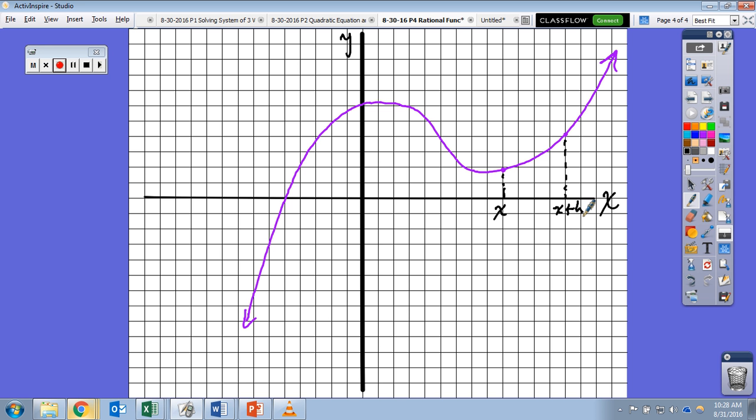Okay, so this distance here would be what? H. That would be H, right? Okay, so if this is X, how could we write the Y coordinate for it?